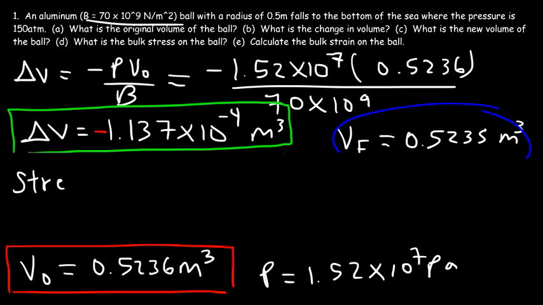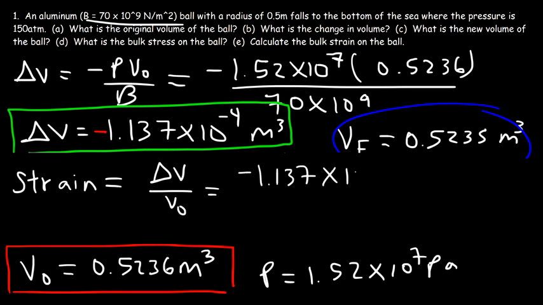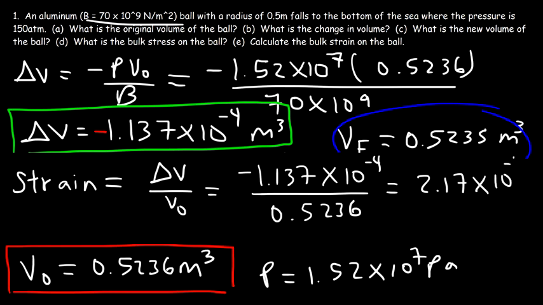Now for part E, the bulk strain, that's going to be the fractional change in the volume of the object. So it's the change in volume divided by the original volume. Now the change in volume is 1.137 times 10 to the minus 4. And the original volume is 0.5236. Now let's not worry about the negative sign. So the bulk strain is going to be very small. It's 2.17 times 10 to the negative 4.